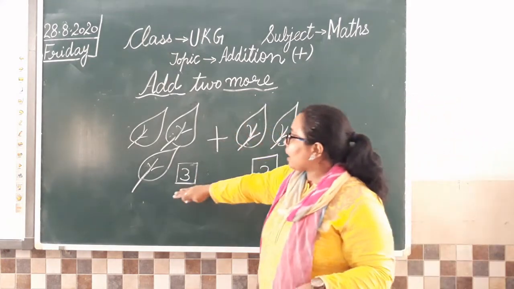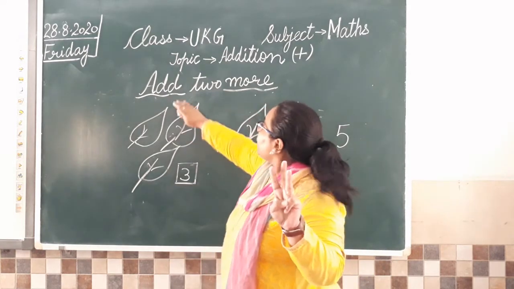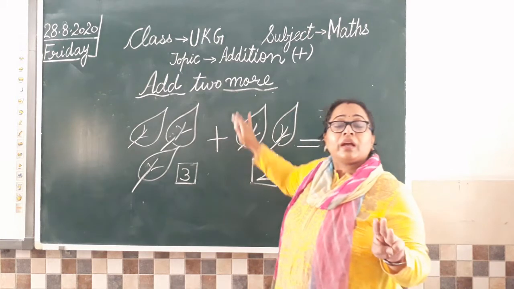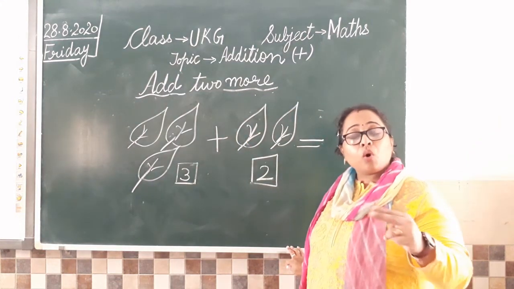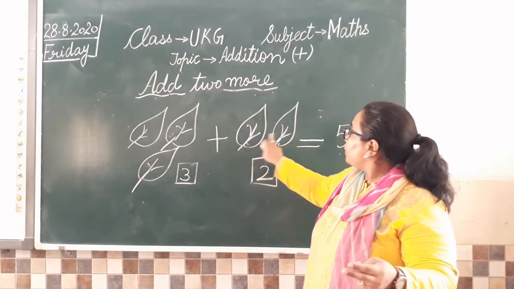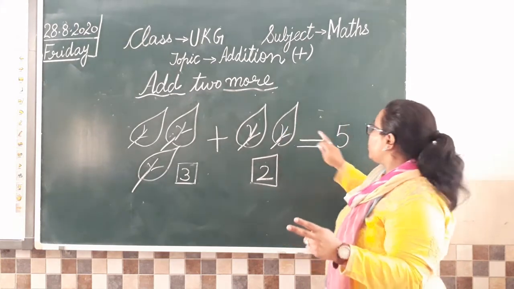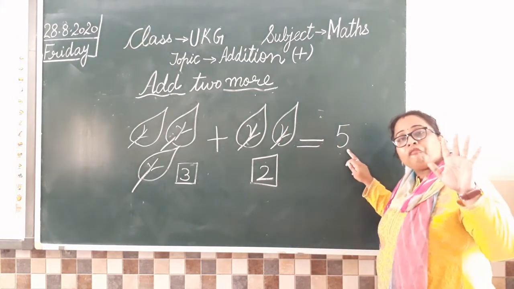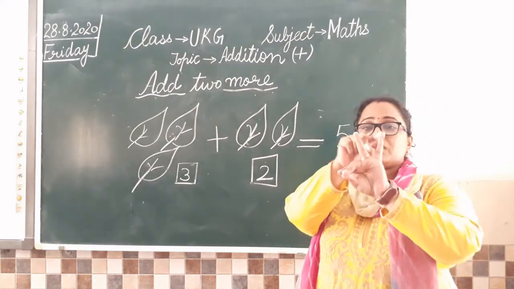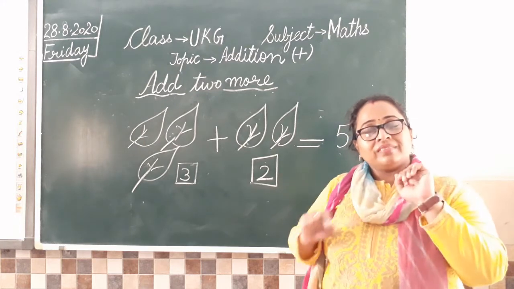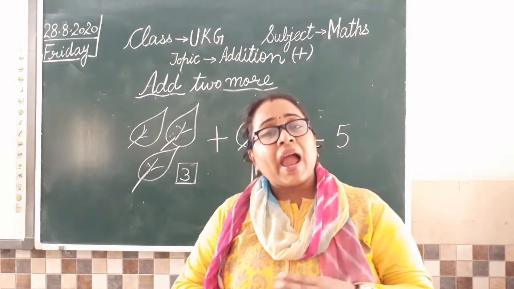Why? Because we were having 3. हमारे पास पहले से कितनी थी बेटा? 3 थी. And add 2 more. हमें क्या बोला गया कि given object में हमें 2 leaves और ऐड करनी है, 2 objects और ऐड करने हैं. तो हमने 2 leaves और ऐड करी and after adding these 2 more leaves we got our answer 5. Why? Because 1, 2, 3, 3 plus 2 is 5. Understood everyone now? So this is how we add the things.